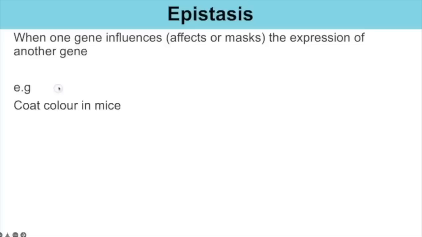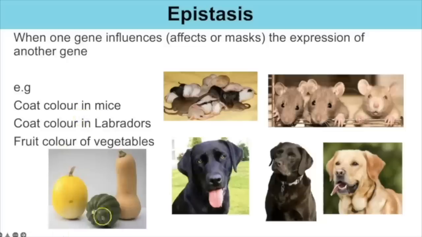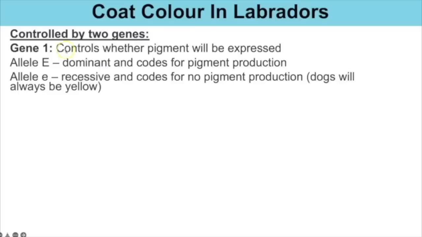So epistasis, we said, is when one gene influences, affects, or masks the expression of another. Some examples are the coat colour in mice or in Labradors, and fruit colour of vegetables as well, such as squash. And we'll have a look at the Labrador example. So gene 1 controls whether pigment will or will not be expressed, and the dominant allele codes for pigment to be produced, whereas the recessive codes for no pigment, and therefore the dog won't be producing any of the darker pigments and it'll be that yellow colour.